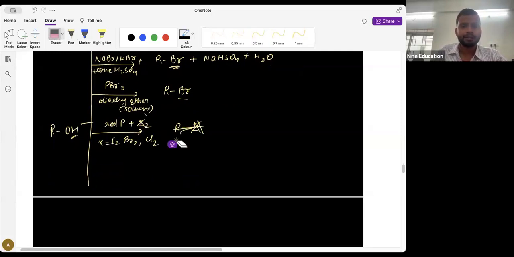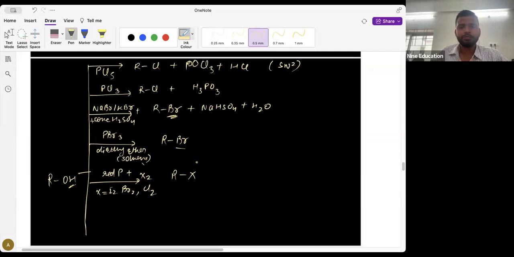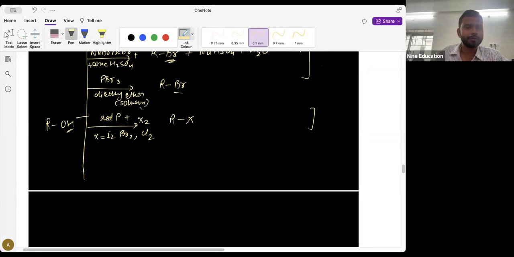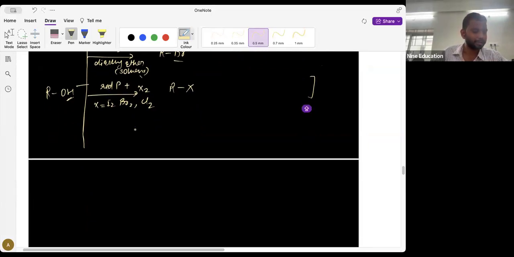According to that, RX will be formed. अगर कोई X2 के साथ हम लोग react करा रहे हैं, X2 is a halogen. तो अगर I2 होता तो alkyl iodide बनता, Br2 होता तो alkyl bromide बनता, अगर Cl2 होता तो alkyl chloride बनता, है ना? So out of these 4-5 reactions, this is for chlorides, this is for bromides, and this is for chlorine, bromine, iodine, anything. So you can use red phosphorus with X2. Very important reaction, this also beta.